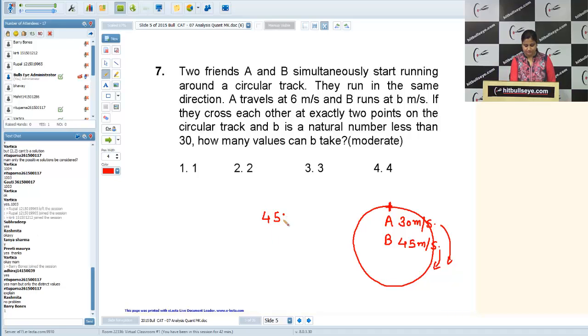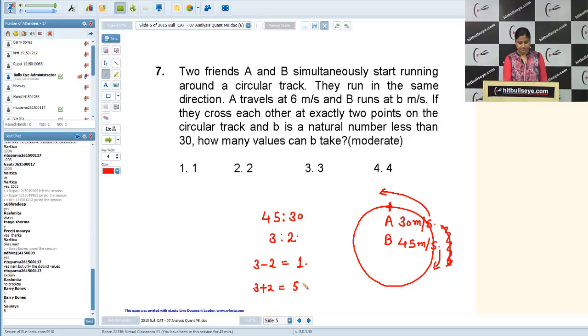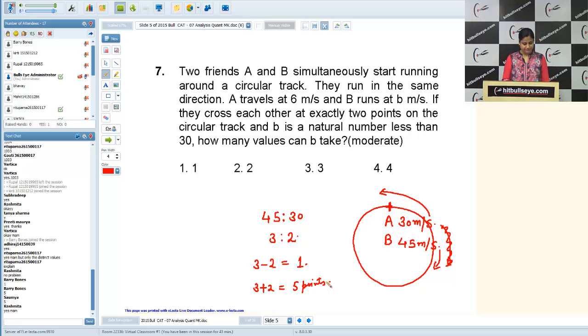We'll take the speeds. Yes, Barry Bonds, exactly. We'll take the ratio of speeds in lowest terms, which comes out to be 3:2. So we'll take the subtraction, which comes out to be 3 minus 2, 1. So they will meet only at one point, that is the initial point. Had the direction been opposite, then they will meet at 3 plus 2, 5 points. Do you know this, Rashmita? Clear? Okay. So, Rituparna. Okay.